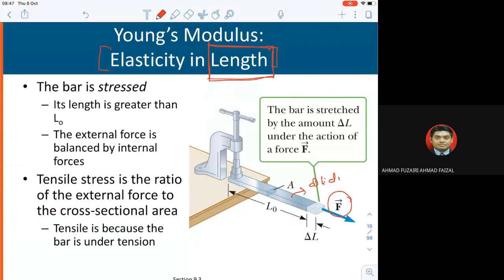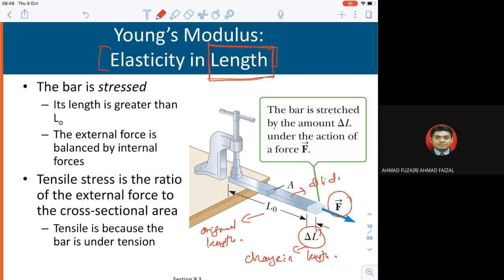But if we try to pull, not using your hand or your own force but using a machine, you will change the length from L naught. L naught is the original length, and you make a small change, delta L. Delta L is what we call the change in length. So you have the original length and the change in length.